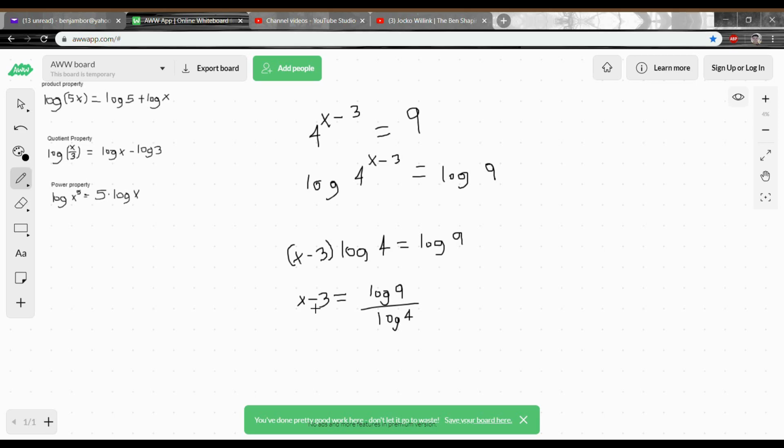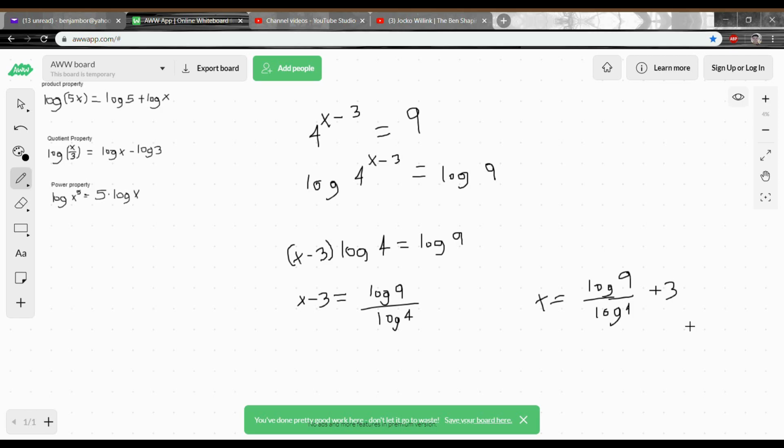And to isolate x by itself, we can just add 3 to both sides of the equation, giving us that the logarithm of 9 divided by the logarithm of 4 plus 3 is equal to x.